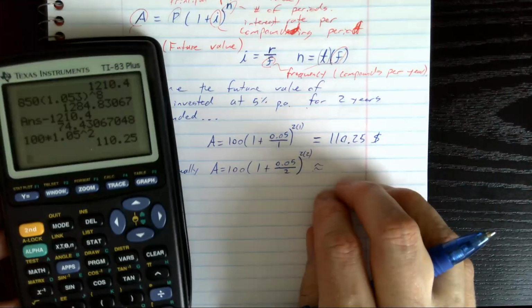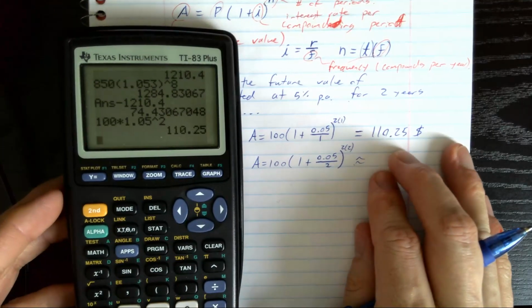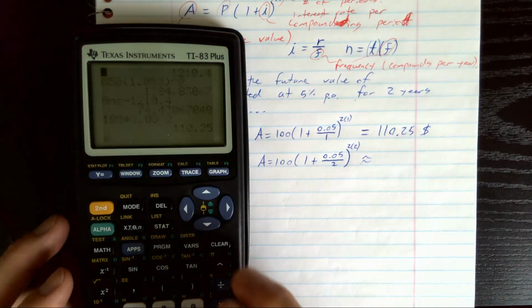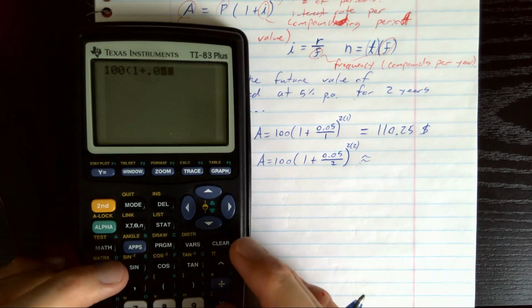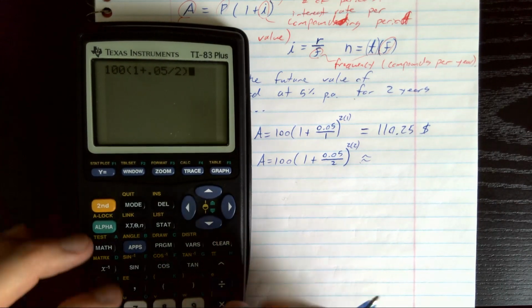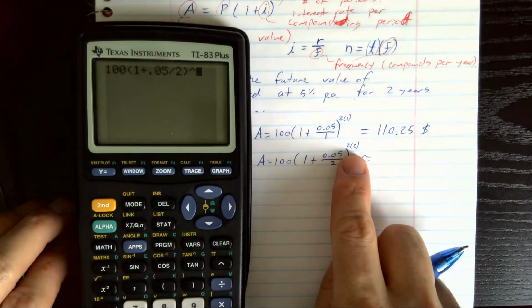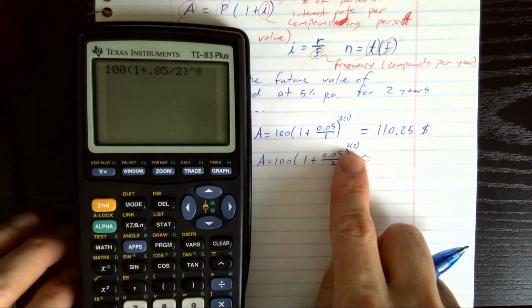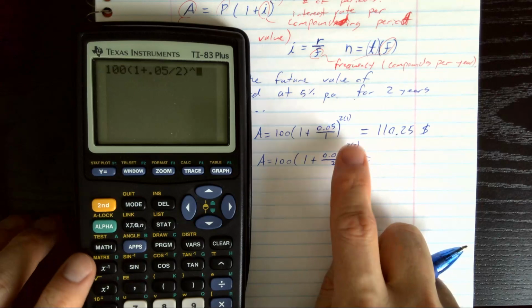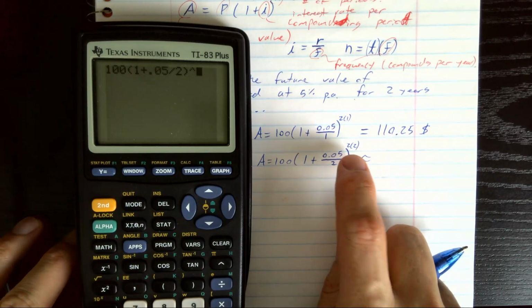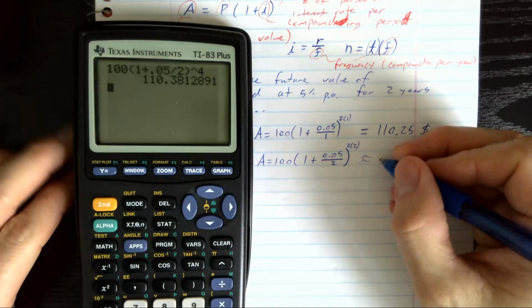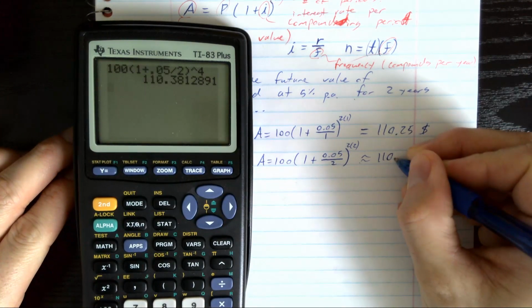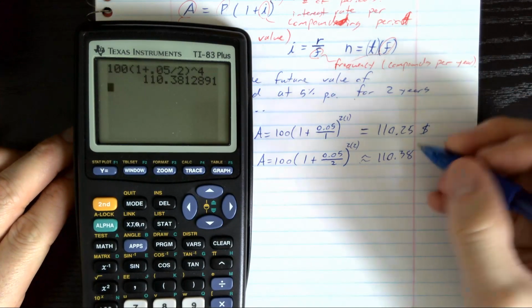I'm going to try left to right for the first couple, and then I'll show you steps on the others. 100 bracket 1 plus 0.05 divided by 2. I'm going to close my bracket and raise that to the exponent. How about we do this calculation ourselves whenever possible? I don't need the calculator to do 2 times 2 for me. I know that's 4, because I don't want to raise to the exponent 2 and then multiply by 2. This is the correct answer, $110.38, a little bit more money.